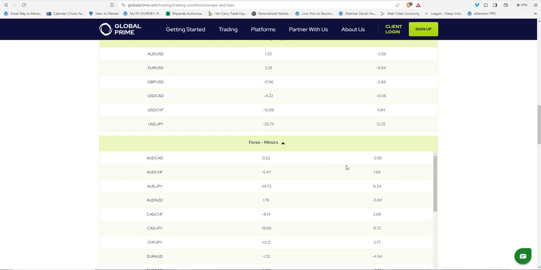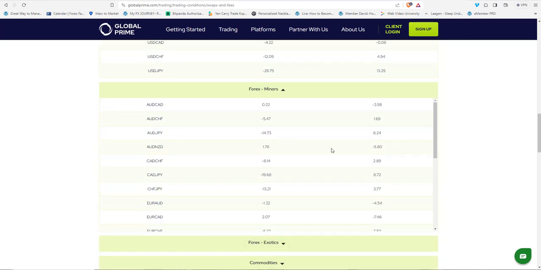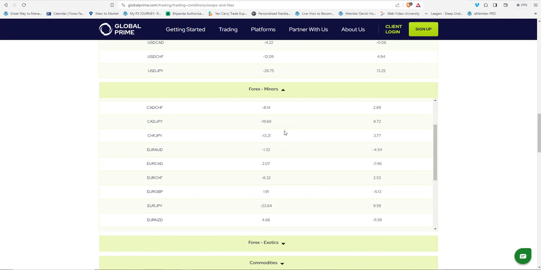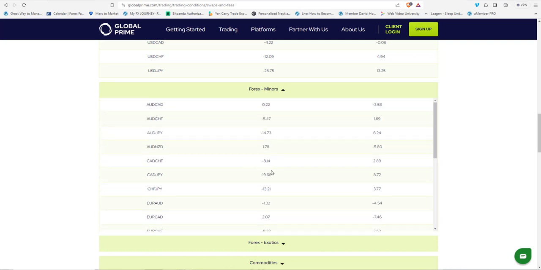Now the minors are also something you need to keep an eye on. Some of them are good, some of them are not very good. Again, the yen cross pairs are very expensive, and also the Swiss cross pairs, because they have the lowest interest rates, so it affects them when you are longing or shorting. It's the same scenario here: the yen pairs are very expensive to short, and so are the Swiss pairs.